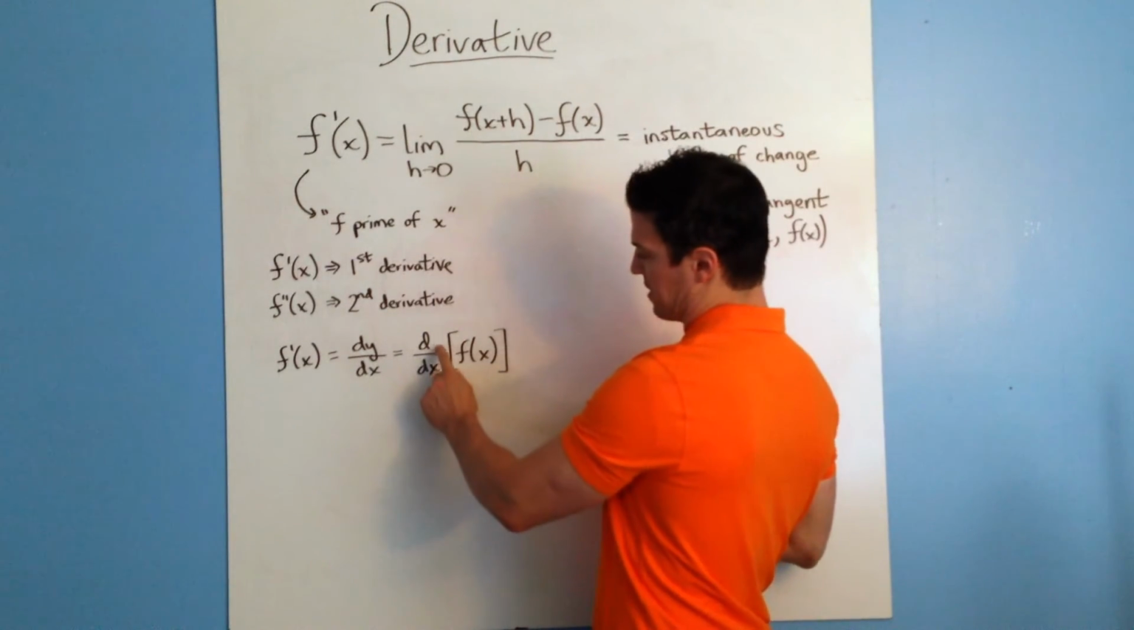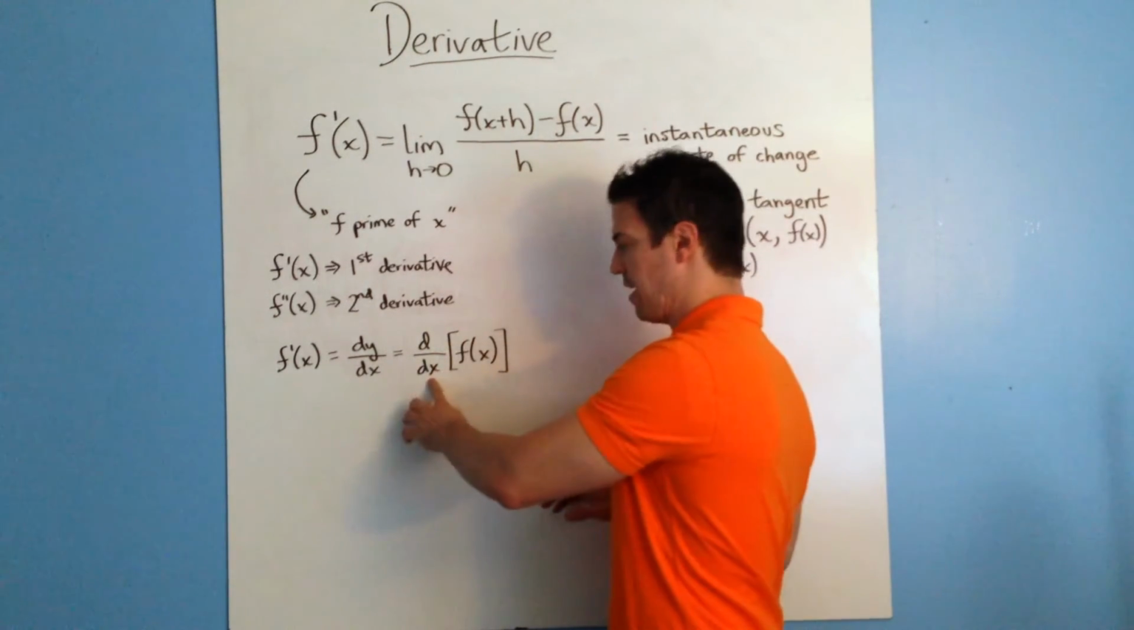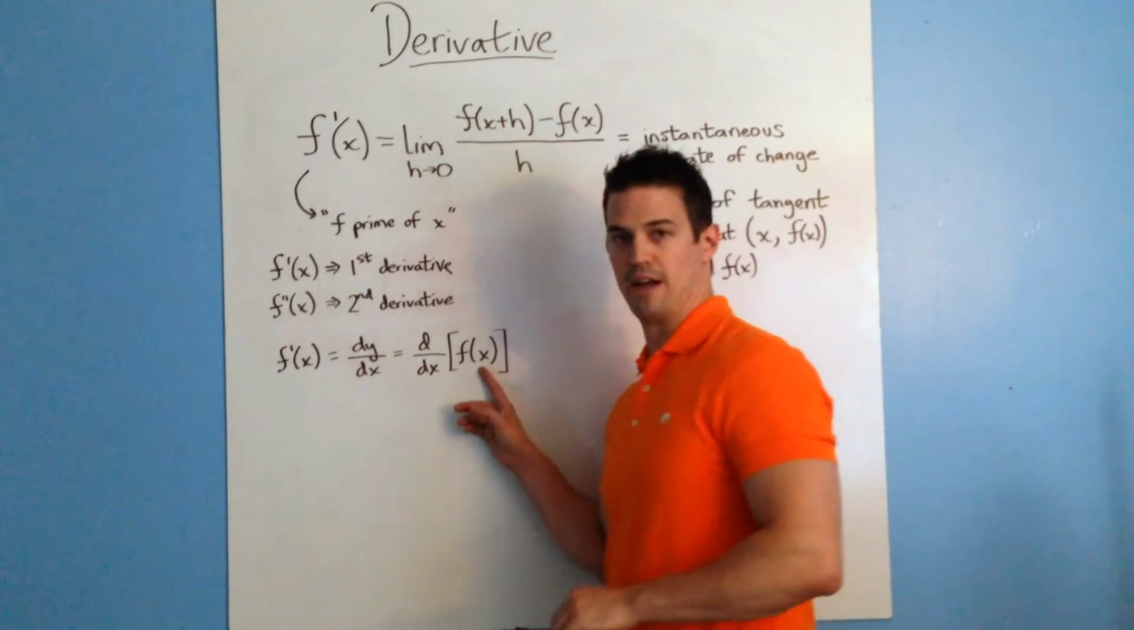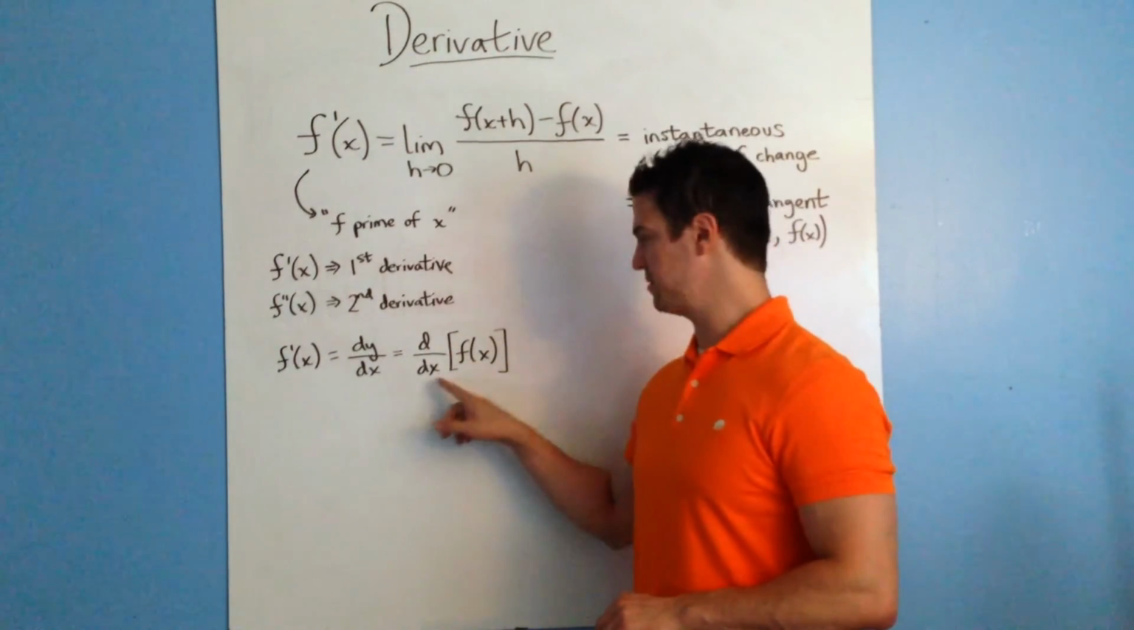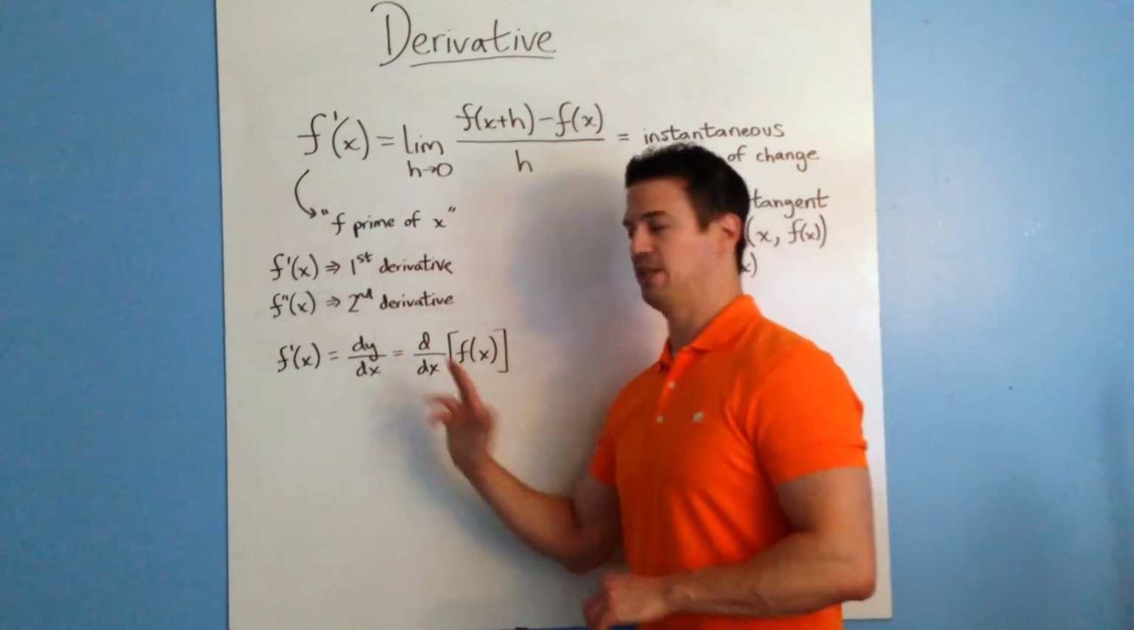Also, you could have this d over dx of this f of x right here. Okay, so then this would be the derivative of f of x with respect to x. Okay, we're going to use this notation a little bit later.